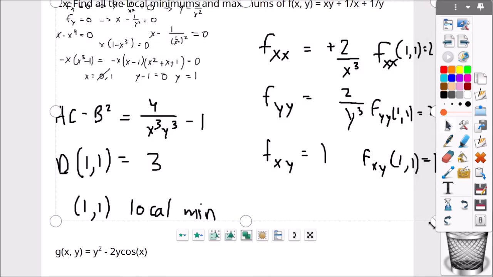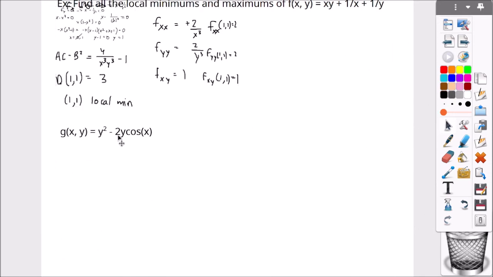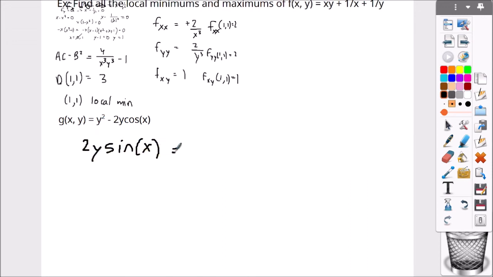So that was actually quite labor intensive, and you're going to see that this is quite a labor intensive process, especially in this next question. g of x, y is equal to y squared minus 2y cosine x. So what's g sub x? That has to be equal to 0. g sub x is 2y sine x, positive. That's equal to 0. And g sub y is what? g sub y is 2y minus 2 cosine x. That also has to equal 0.